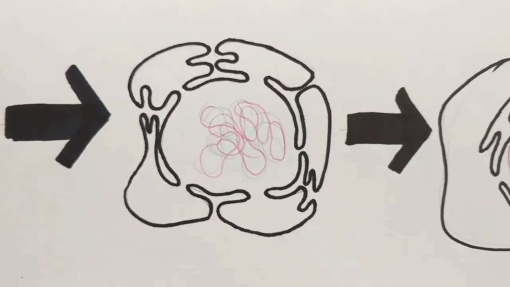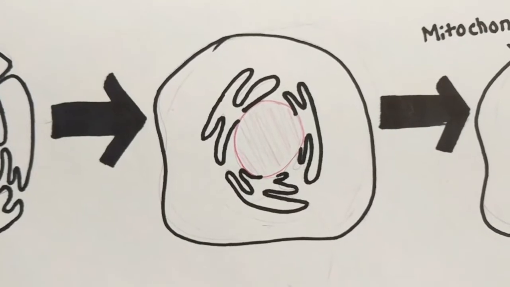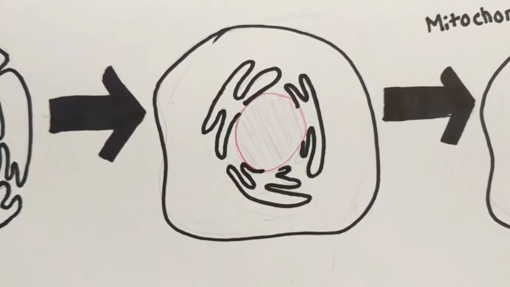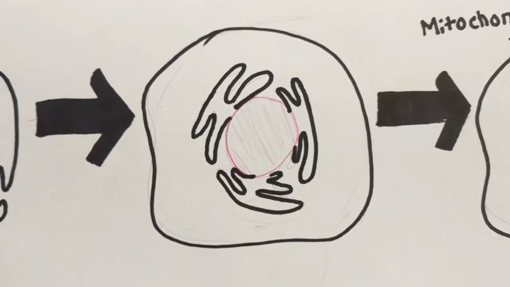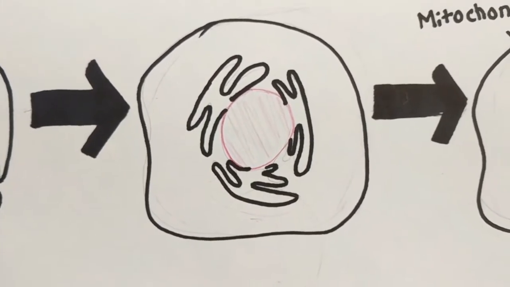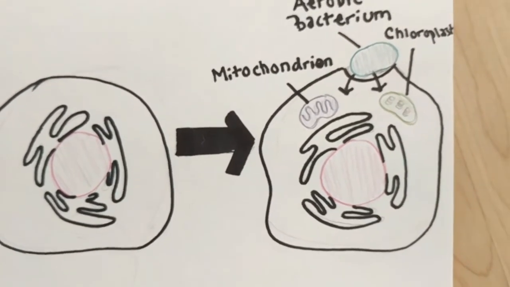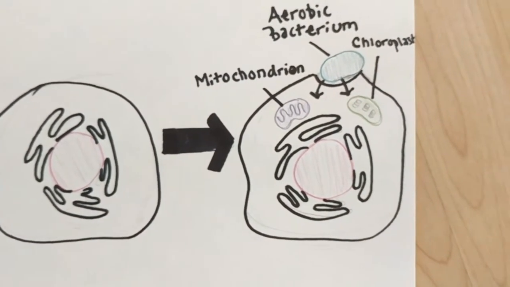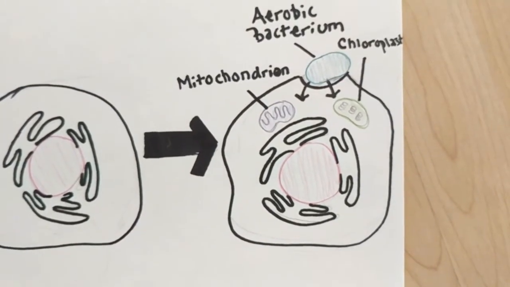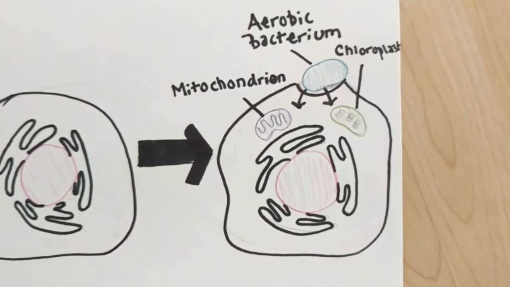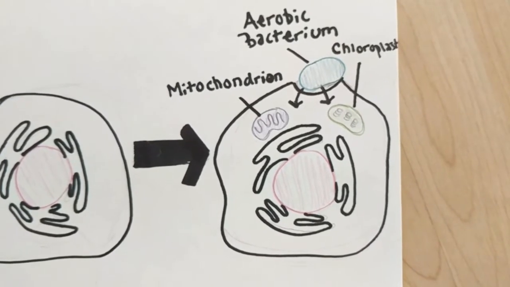Second, the endomembrane system developed by proliferation of membrane, increasing the surface area and amount of materials the cell can transport. Third, the engulfing of prokaryotic cells resulted in mitochondria and chloroplasts in plant cells, which are bound by double membranes, contain their own genetic material, and perform specific functions in the generation of energy for the cell.